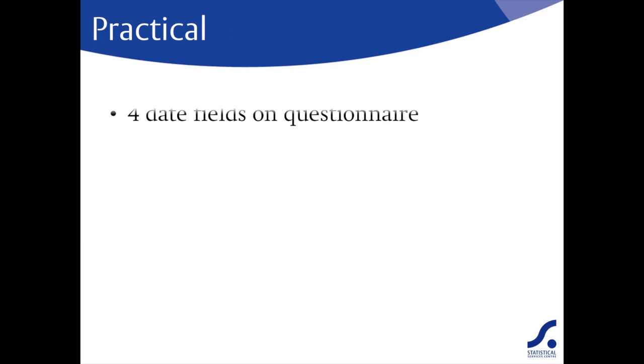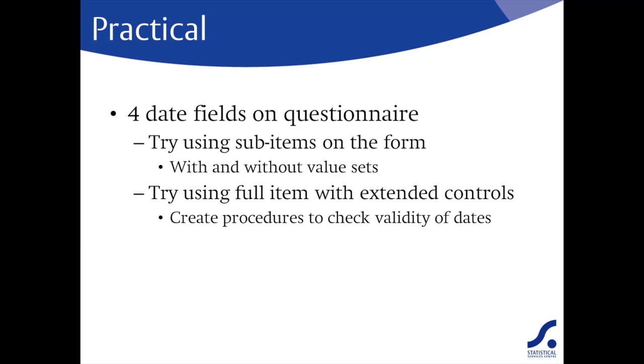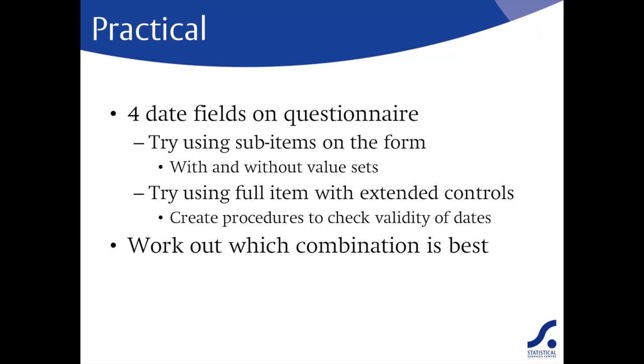So there are some options for you to try. There are 4 date fields on the questionnaire, and for this practical session you should try the different options. Try using sub-items on the form with or without value sets. Try using the full item with extended controls so you can pick the date. Create procedures to check the validity of the dates. When you have tried all the options, you will be in a better position to decide which combination of options works best for you. Discuss your choice on the forum and see what options others prefer.